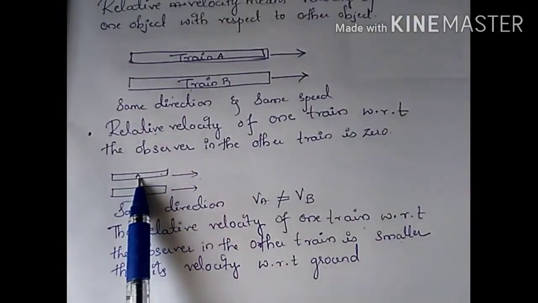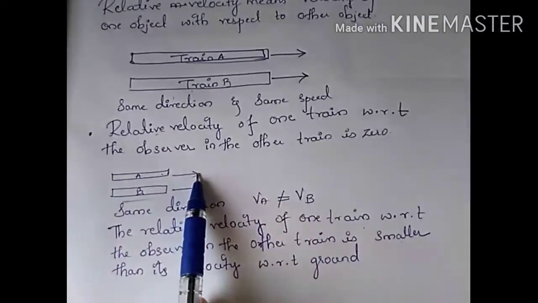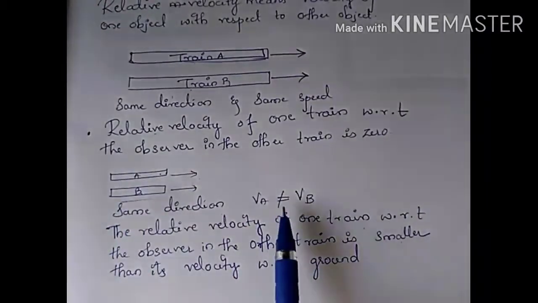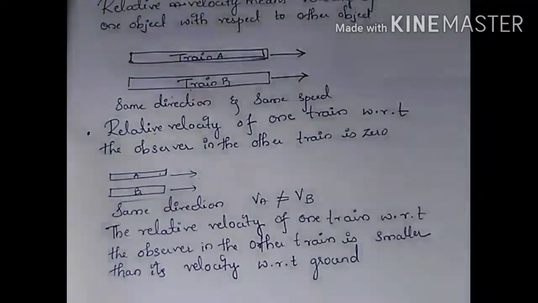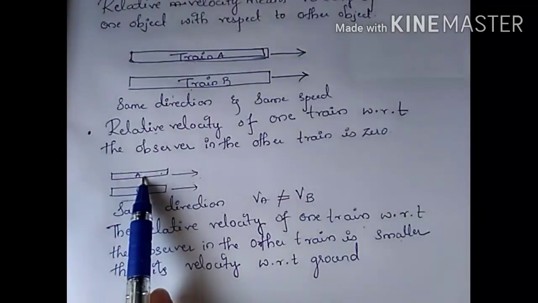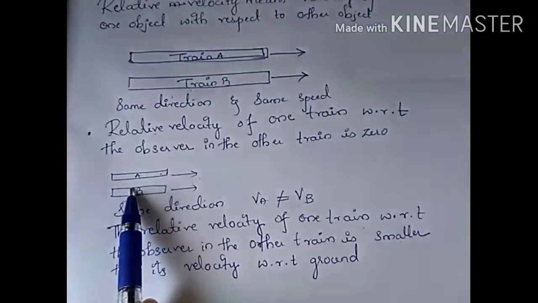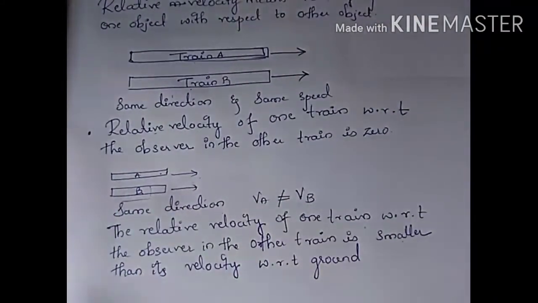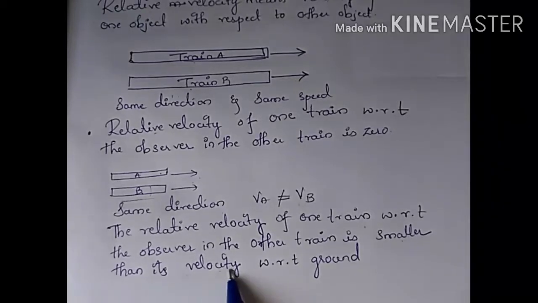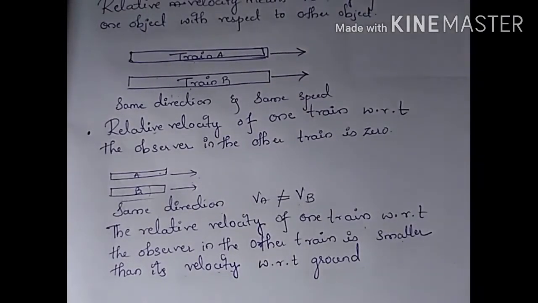So now you have again the two trains. These two trains are moving in the same direction, but the velocity of train A is not equal to the velocity of train B. So in that case, what will happen to the relative velocity? The relative velocity of this train with respect to the observer in the other train is smaller. It is smaller in comparison to what? In comparison to its velocity with respect to ground.